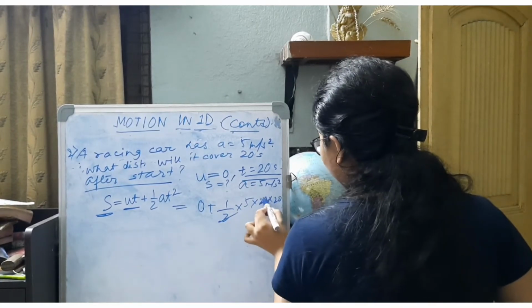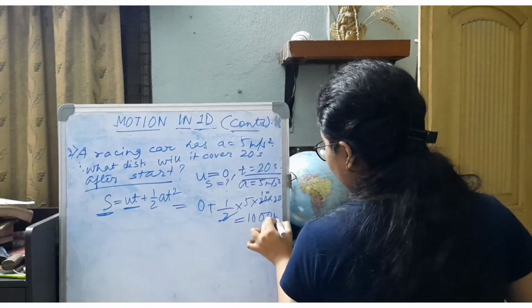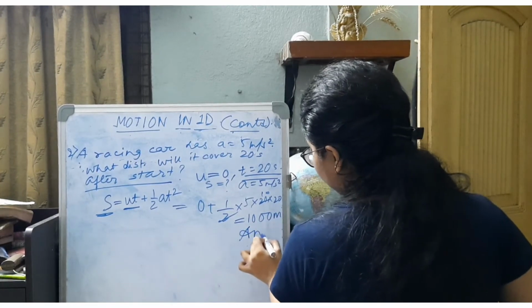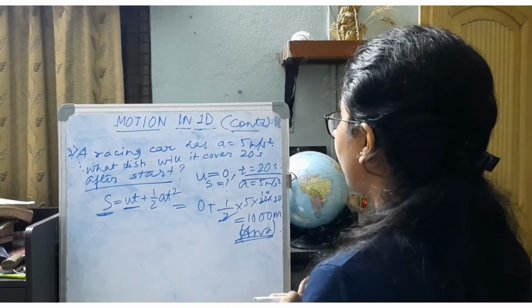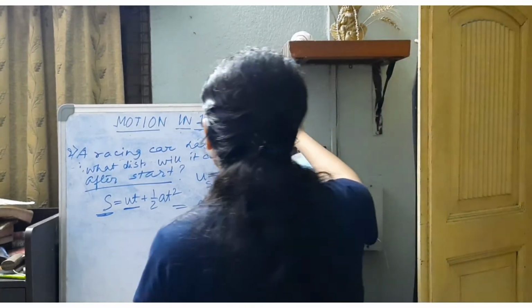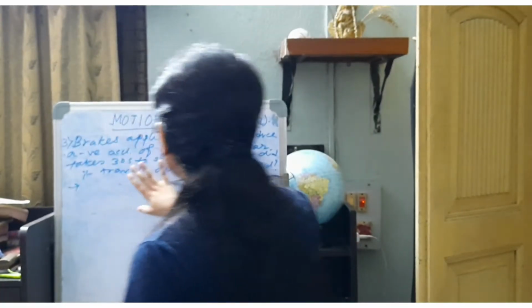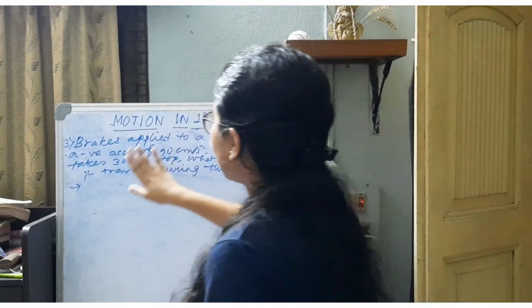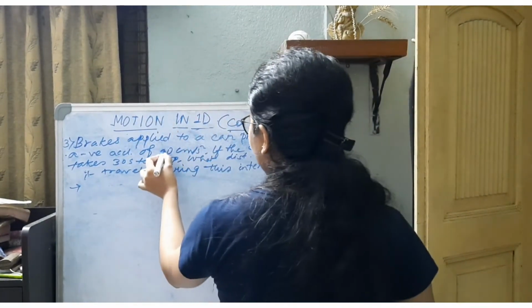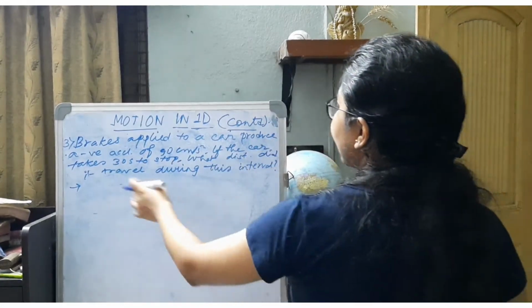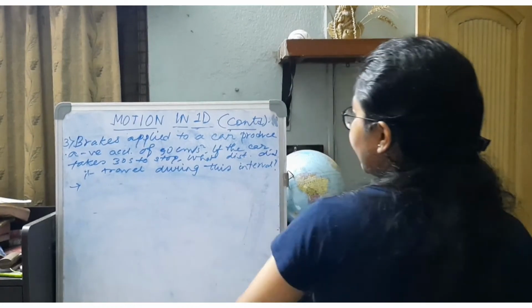So upon cancellation, this value becomes 1000 meter. Okay, and this is our answer. So continuing towards the third question, it is given that brakes are applied to a car which produces a negative acceleration of 90 centimeter per second square. If the car takes 30 seconds to stop, what distance did it travel during this interval?